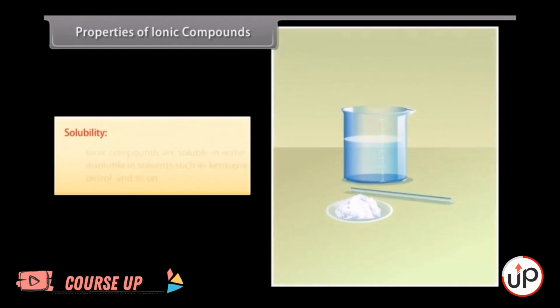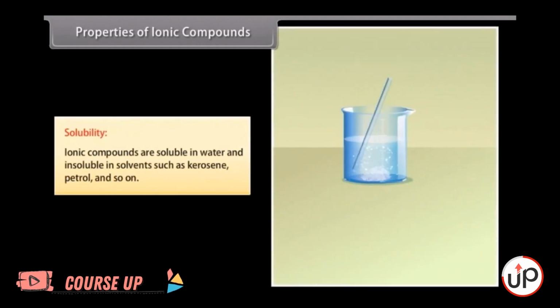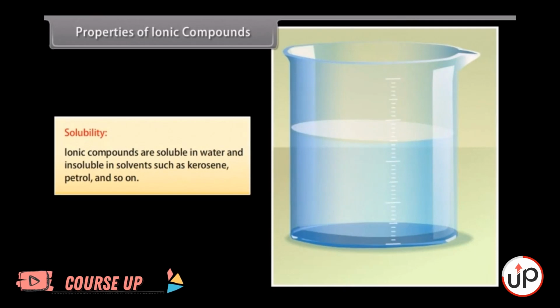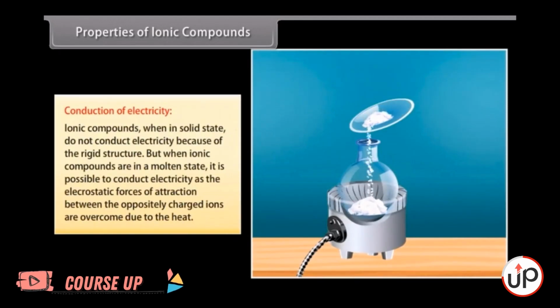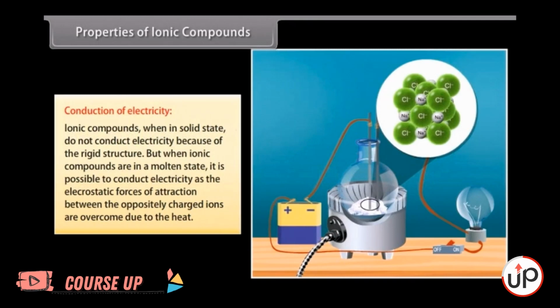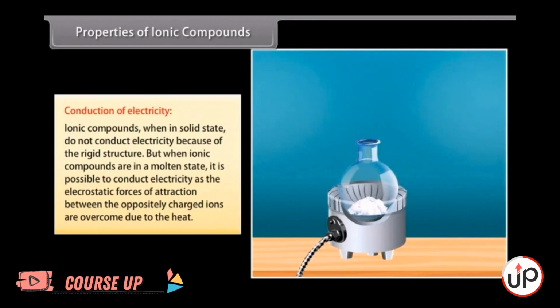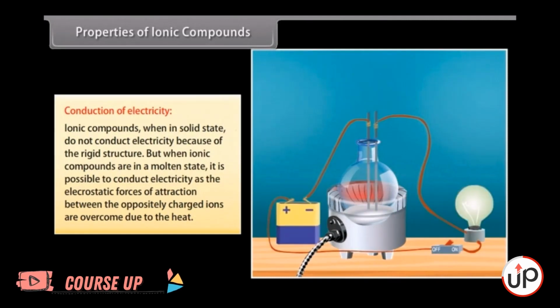Solubility. Ionic compounds are soluble in water and insoluble in solvents such as kerosene, petrol, and so on. Conduction of electricity. Ionic compounds, when in solid state, do not conduct electricity as the movement of ions is not possible because of the rigid structure. But when ionic compounds are in a molten state, it is possible to conduct electricity as the electrostatic forces of attraction between the oppositely charged ions are overcome due to the heat. This leads to ions to move freely and conduct electricity.